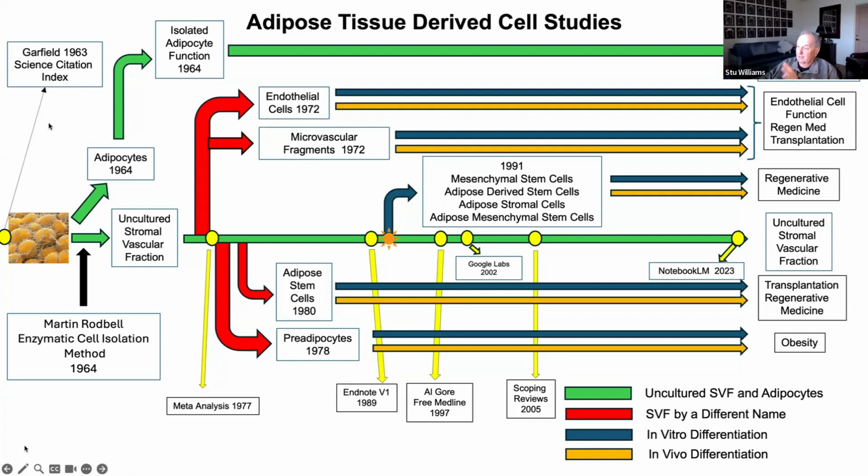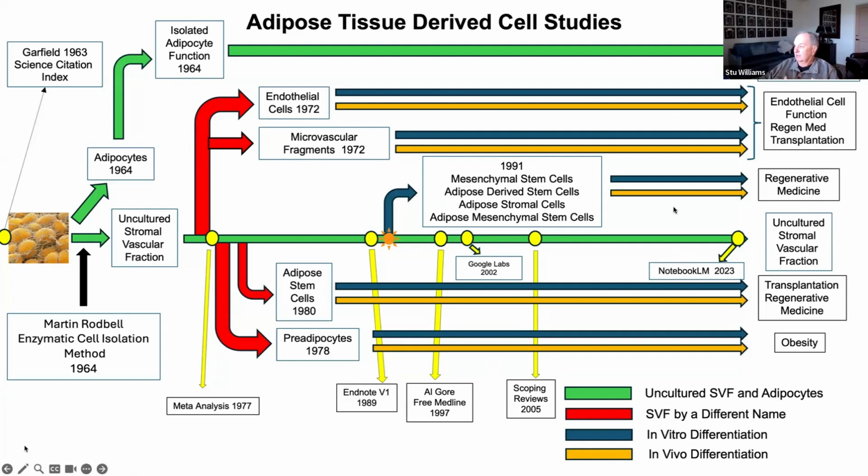It was self-indexing that caused some issues. Meta-analysis in '77, EndNote came out in '89. And then a big one that Al Gore did is he got the federal government to pay for Medline so everybody could use it for free. This opened up information on scientific publications to everybody. And then Google Labs started in 2002.